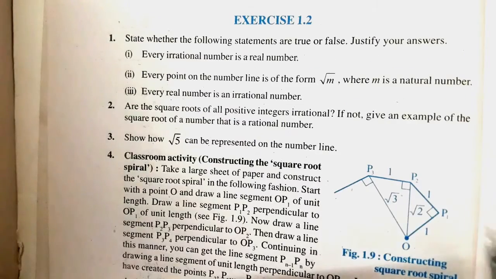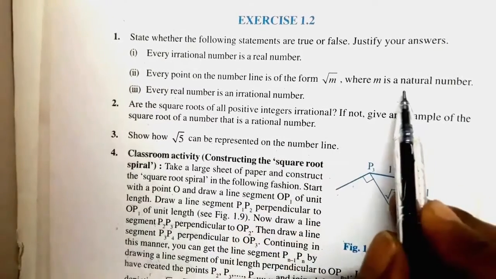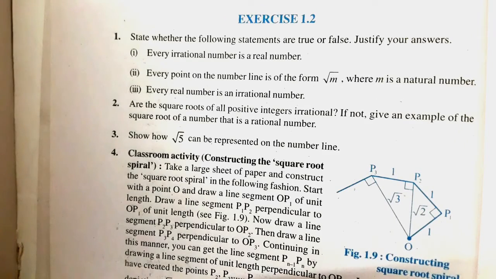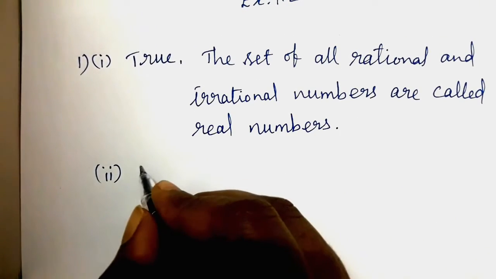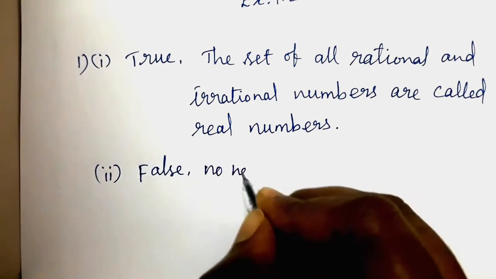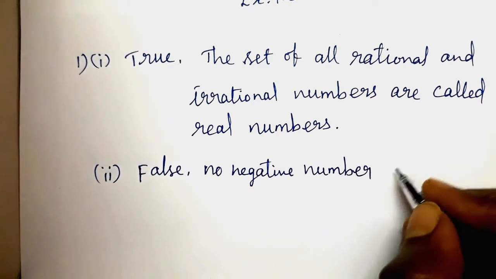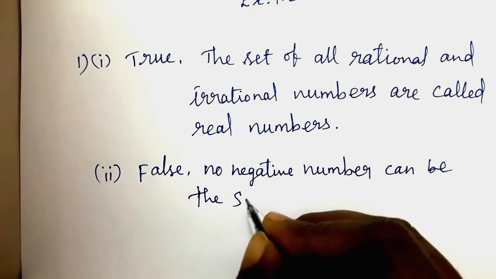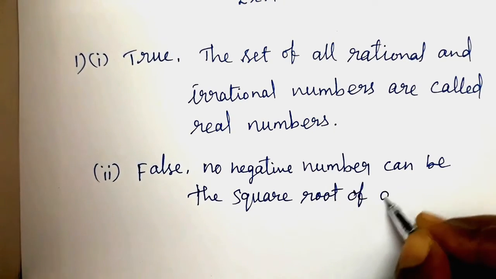Let's see the next sub-question. Every point on the number line is of the form root m, where m is a natural number. It is false because no negative number can be the square root of any natural number. We can write the same here. False, because no negative number can be the square root of any natural number.